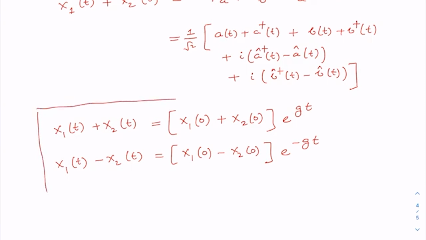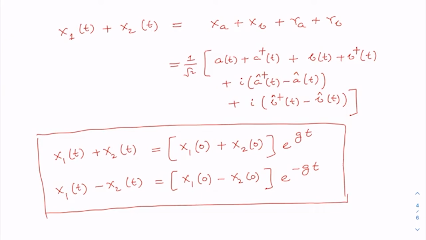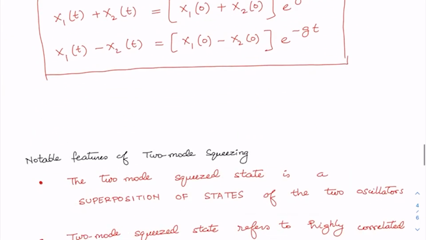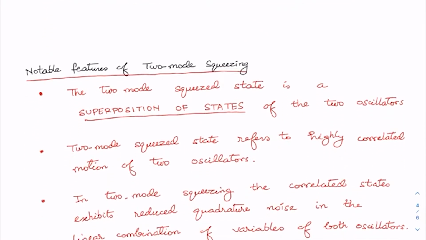And this is what we mean by two-mode squeezing when we are discussing squeezing of the combined oscillator, the optical oscillator and the mechanical oscillator. Let me point out some notable features of two-mode squeezed states quickly. A two-mode squeezed state is a superposition of states of the two oscillators. Here we have the mechanical oscillator and the optical oscillator in optomechanics. Two-mode squeezed states refer to a highly correlated motion of the two oscillators.